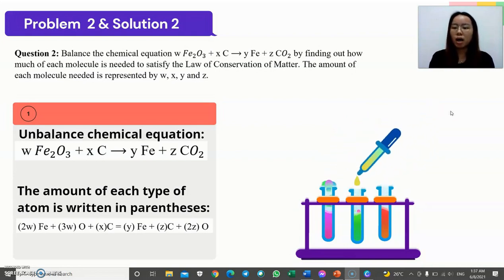So first, the unbalanced chemical equation is W iron oxide plus X carbon to Y iron plus Z carbon dioxide. So the amount of each type of atom is written in parentheses, which is 2W iron plus 3W oxygen plus X carbon equals Y iron plus Z carbon plus 2Z oxygen.